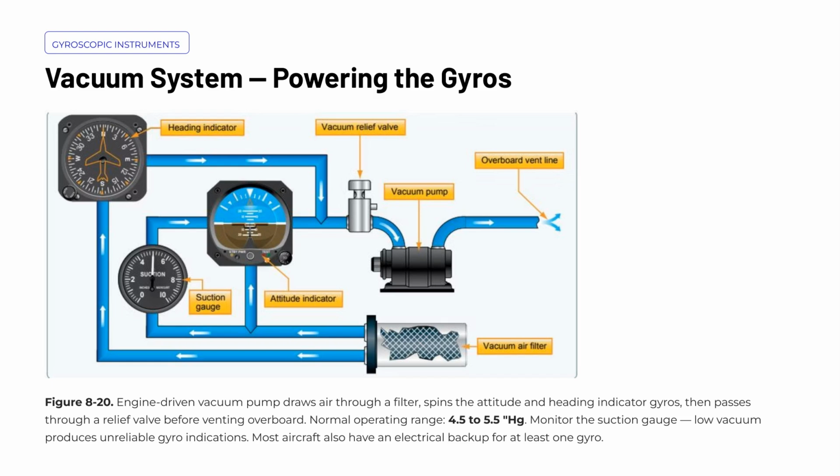Because of this vulnerability, most aircraft include an electrical backup for at least one gyroscopic instrument, typically the attitude indicator. Know which instruments in your aircraft are vacuum-driven and which are electrically powered so that in the event of a system failure, you immediately understand which indications to trust.